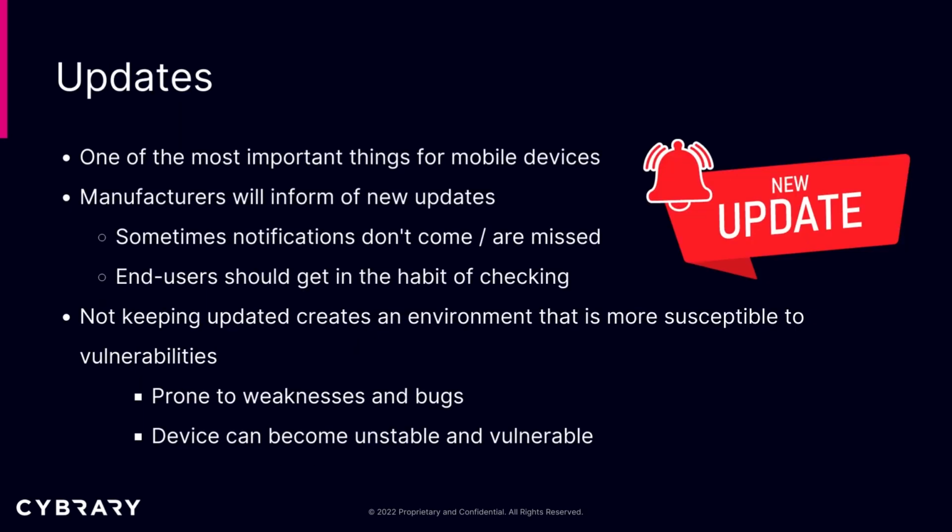Updates. You'll hear a lot about that throughout this course because one of the most important things you can do for a mobile device is keep it updated. Manufacturers will normally inform you of new updates coming out for your device. Sometimes these notifications are missed. End users should get into the habit of checking for updates on a monthly basis, or even in shorter windows. Not keeping a device updated makes it more susceptible to vulnerabilities, prone to weaknesses and bugs, and the device can become unstable or vulnerable if it's gone too long without an update.